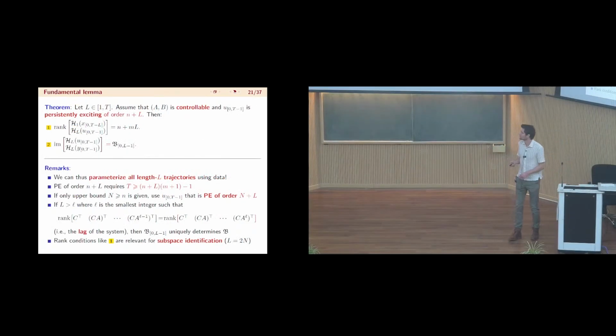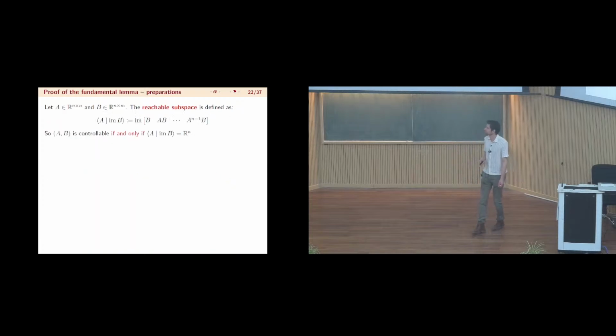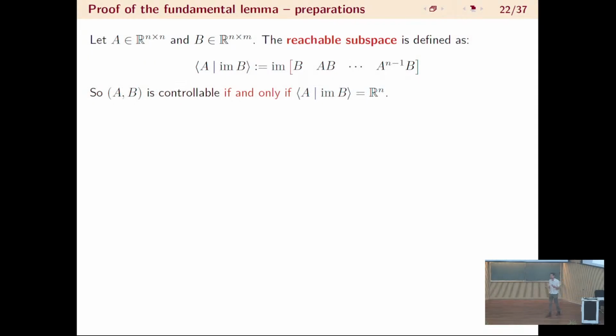So I want to show you the proof of just item 1 of the fundamental lemma now. For the proof, I need some notions of controllability. So first I define the reachable subspace as the image of this controllability matrix. And I use a notation between these brackets, A, image B, to denote the image of the controllability matrix. By the rank condition that we already saw before, it holds that the pair AB is controllable if and only if this reachable subspace is the whole space, so R^n.